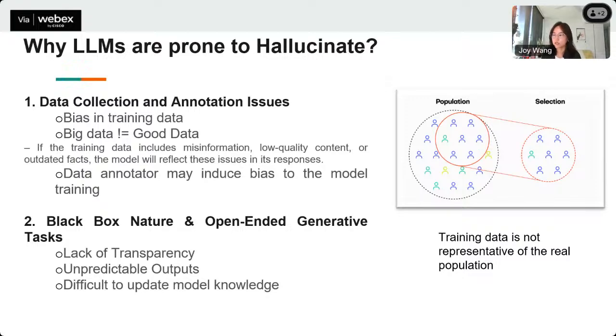Also, generative AI is trained to generate text, which is an open-ended generative task. Just like when we have a conversation with a human, we make mistakes or sometimes say something that doesn't make sense. This happens to the model as well because it was trained to mimic human language behavior. This graph elaborates the problem: in the real population, we are training the model using only some part of the data, which is not representative enough of the real population, causing bias in the large language model.